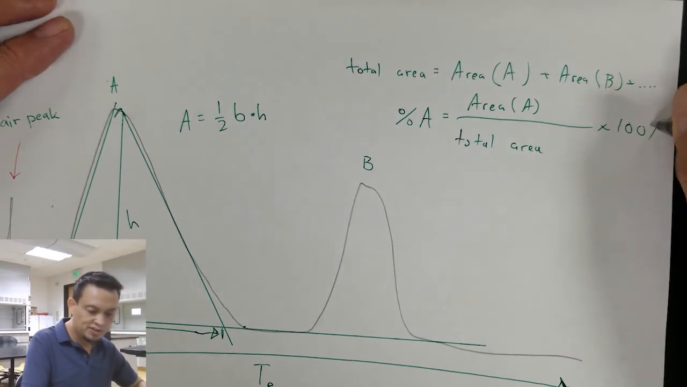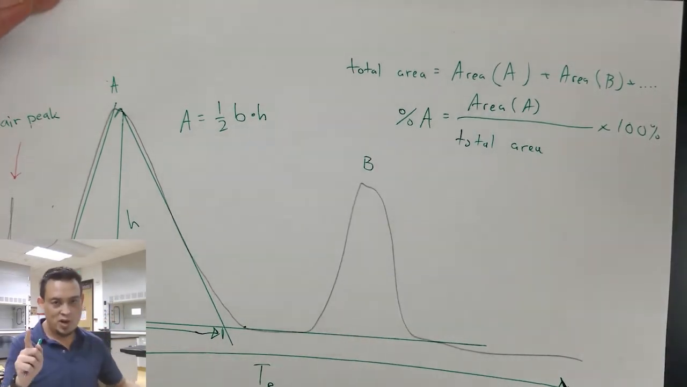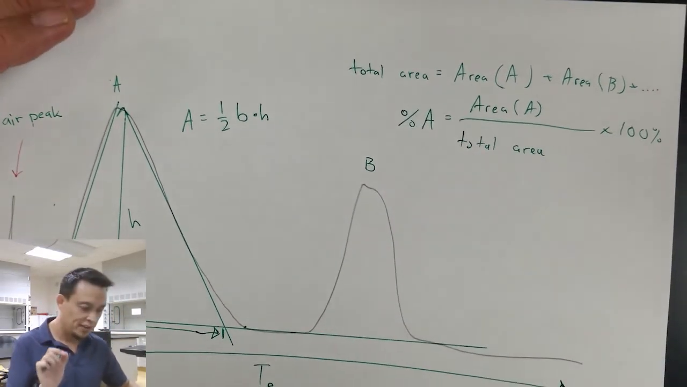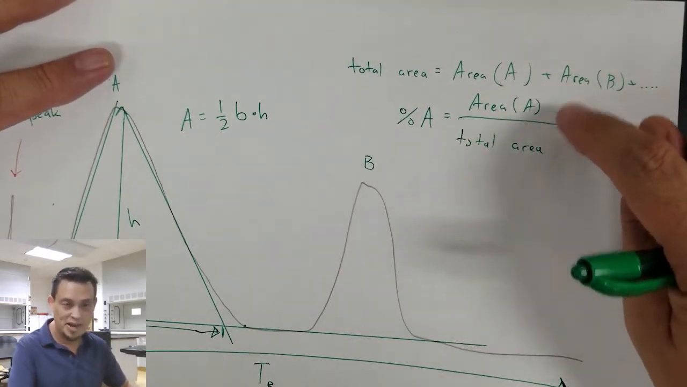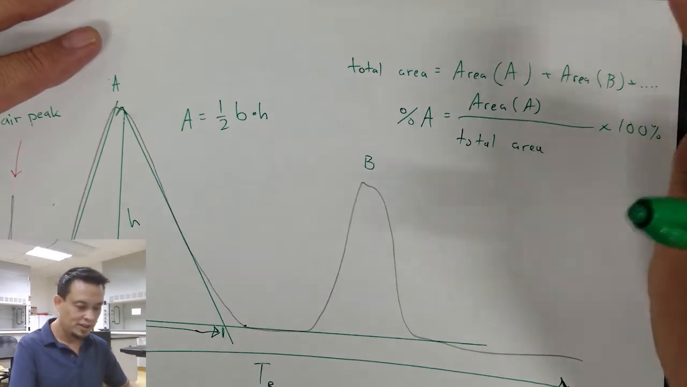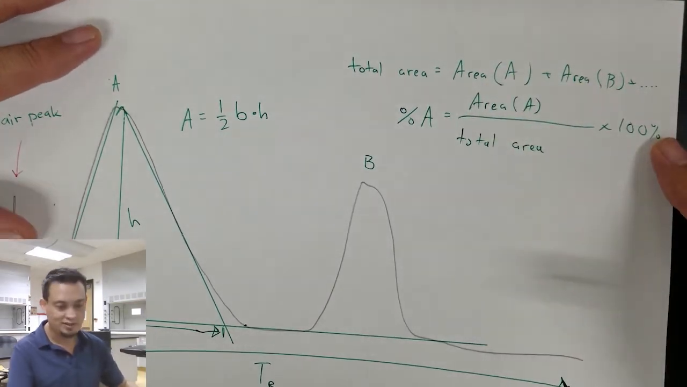times 100%. So remember, just a moment ago I said the units don't matter on your measurement, and the reason why is because as long as you are consistent, the units here will match, they will cancel, and then your unit left behind will be percent, which is what you want.